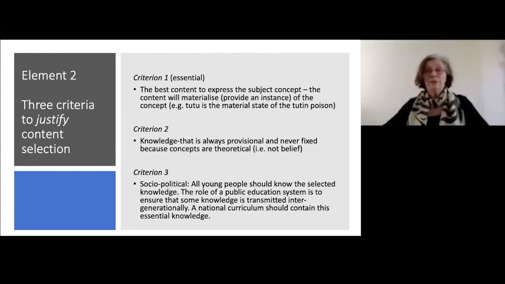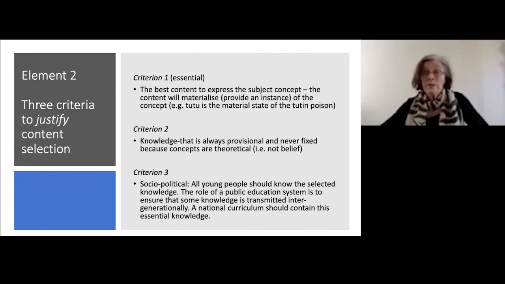The first criterion is the essential one. That's the best content to express the subject concept. So the content materializes, it provides an instance of the concept. For example, the tutu plant is the material state of the tutin poison.